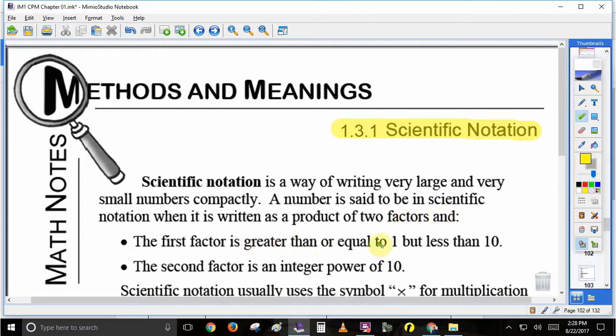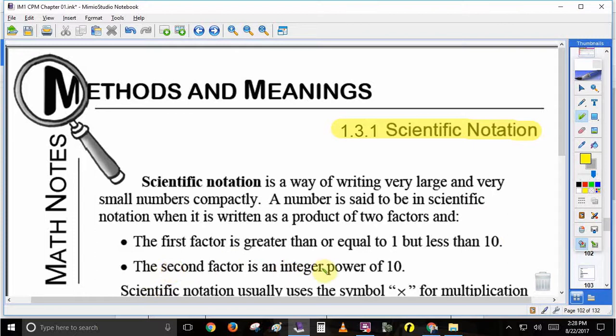The first factor is going to be between 1 and 10, all right? So it's greater than or equal to 1 but less than 10. So less than 10 means like 9.99. You never have two digits to the left of the decimal when you're doing scientific notation.